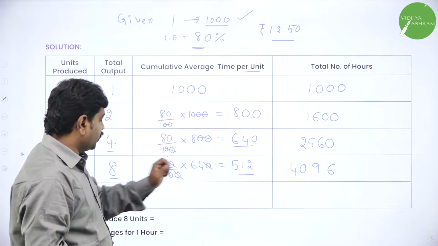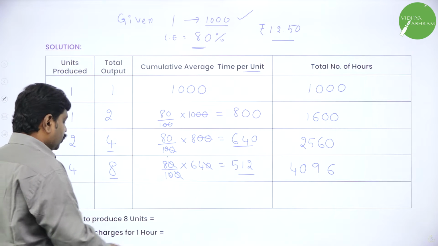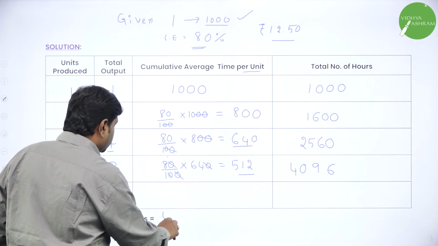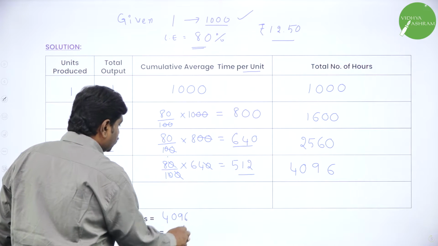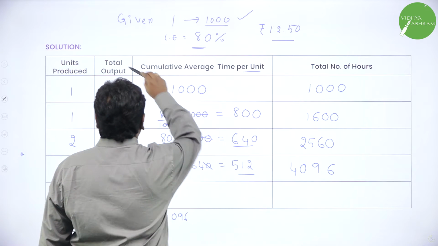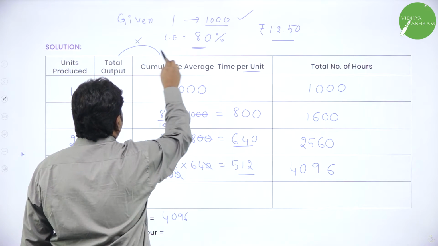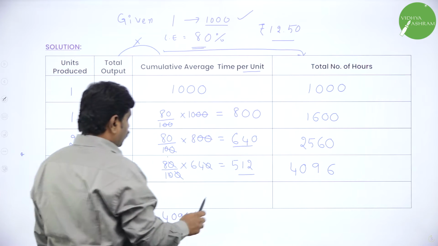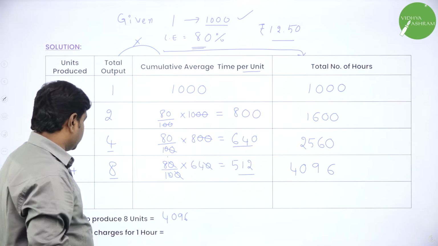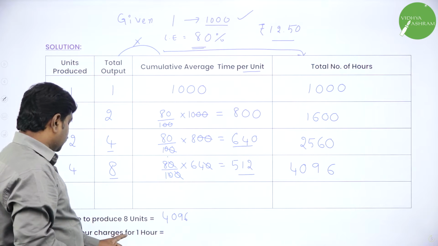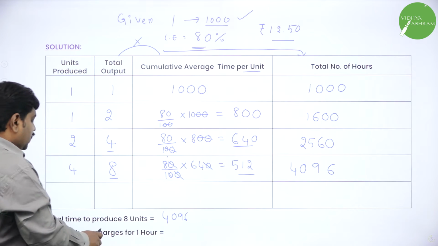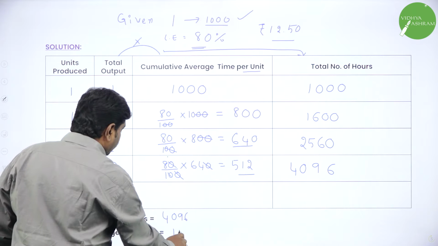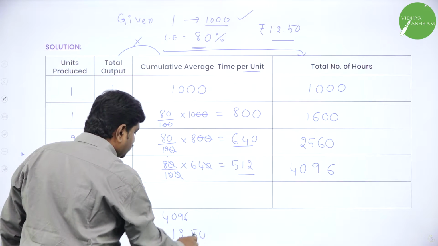Now after you get this, we will write total time to produce 8 units is 4096, and this column is obtained by multiplying these two. If you multiply this and this, this and this, you will get this column. Now you got total time 4096 hours, and given labor charges for 1 hour. So given labor charges for 1 hour, they give 12 rupees 50 paise. This is given in the problem.